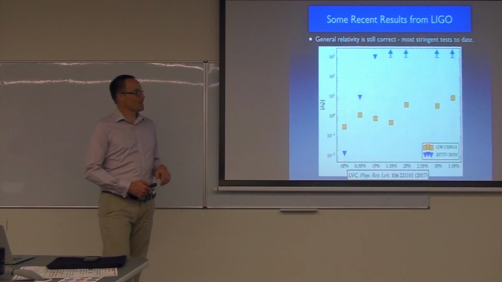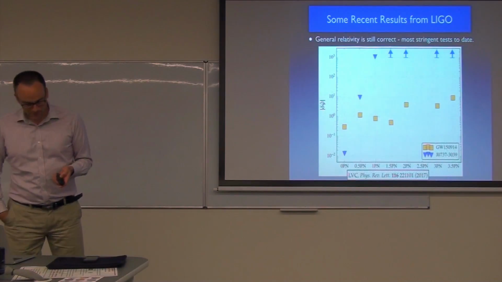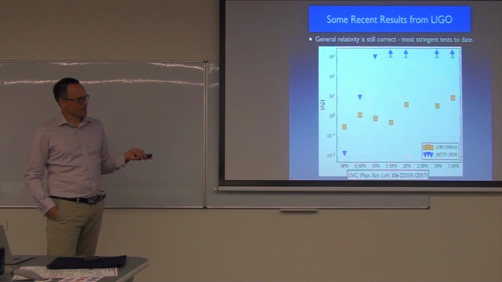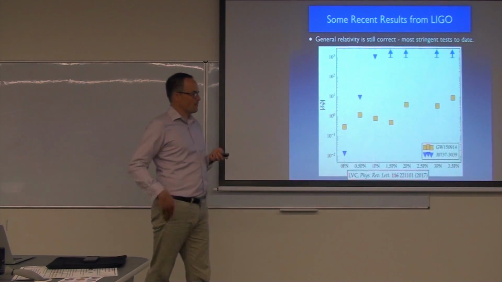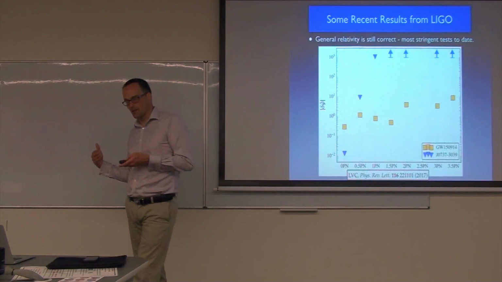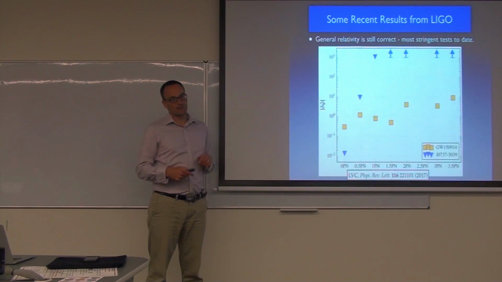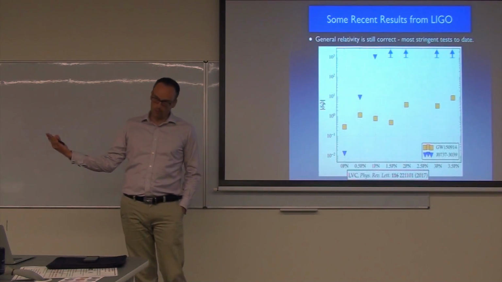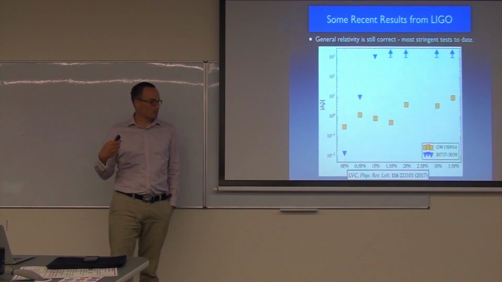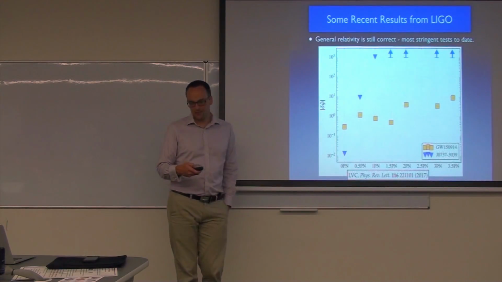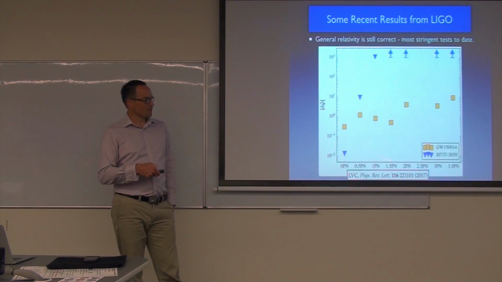LIGO's also placed some constraints on GR, and GR is still correct, I'm pleased to know. So this is one example that was from the first event. How these sorts of constraints are done is that corrections are added into the phasing of the gravitational waves at different post-Newtonian orders. So we have a prediction from GR about what the phase of the gravitational wave should be as a function of time. You can add a correction to that, and then you can take your data and say, is there any evidence that that correction is present? And if not, can we place a bound on the size of that correction?